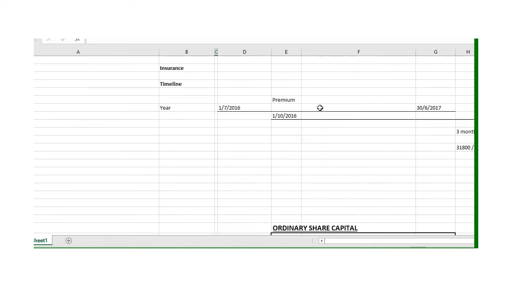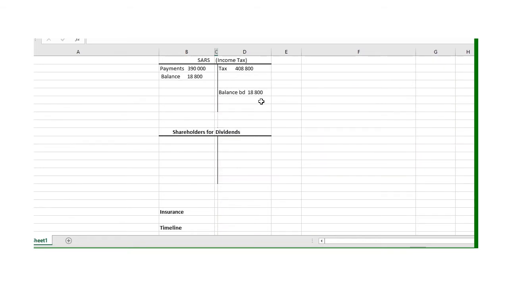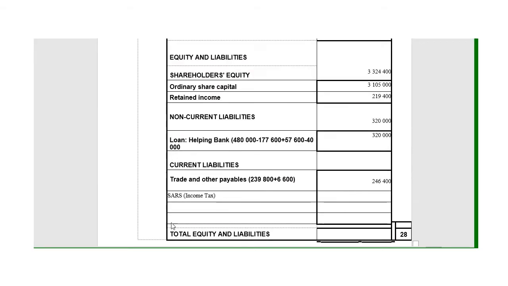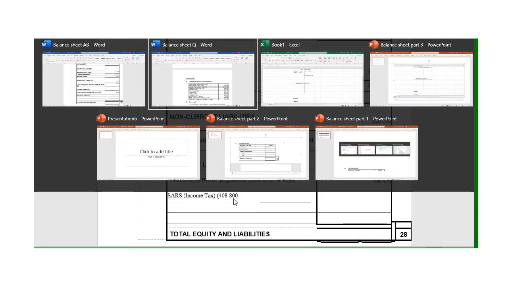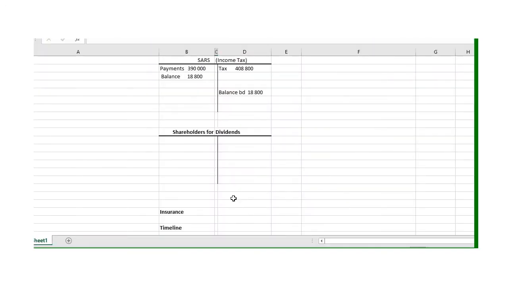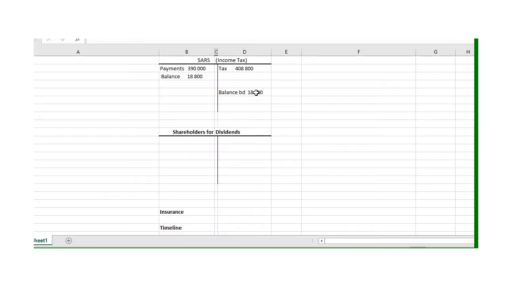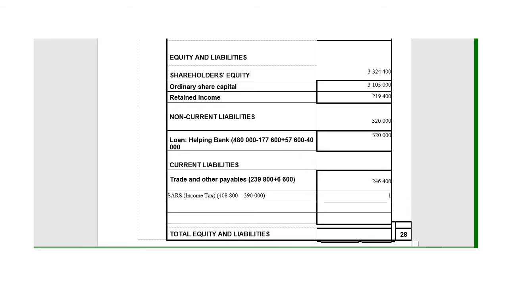Just find it quickly. And there we calculated it was 18,800. How did I get to it? I took 408,800 minus 390,000, and that gave me 18,800, which is my SARS income tax payable.